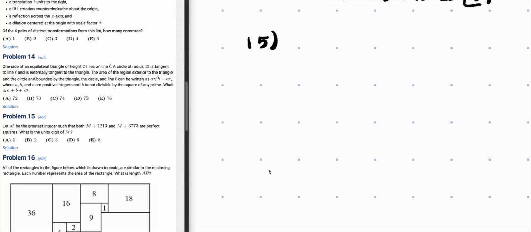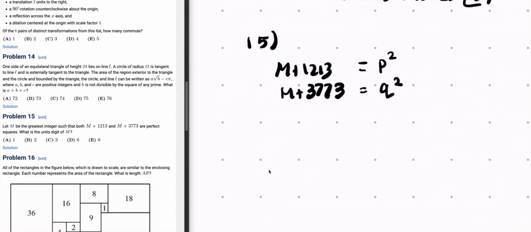Okay, problem 15. m plus 1213 and m plus 3773 are both perfect squares. What's the unit digit of m? Okay, so let this be equal to p squared, and let this be equal to q squared. If I subtract these, then q squared minus p squared would be equal to 3,773 minus 1213, which gives 2560.